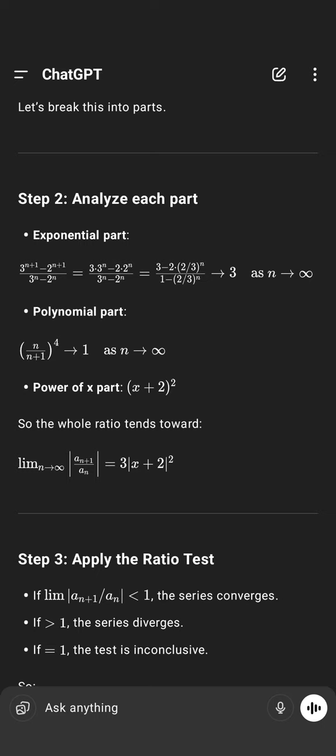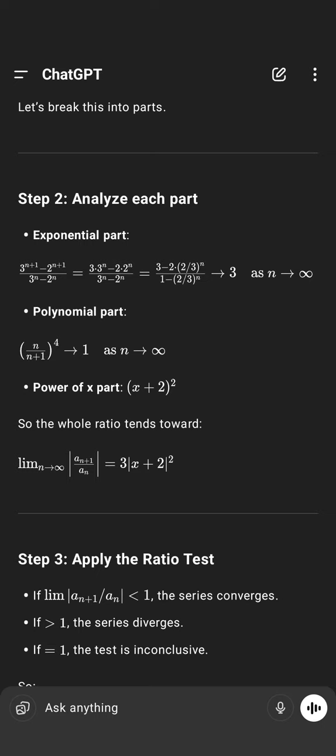Analyze each part. Exponential part: (3^(n+1) − 2^(n+1)) over (3^n − 2^n) equals (3 times 3^n − 2 times 2^n) over (3^n − 2^n), which equals 3 minus 2 times (2/3)^n over 1 minus (2/3)^n, and this approaches 3 as n approaches infinity.